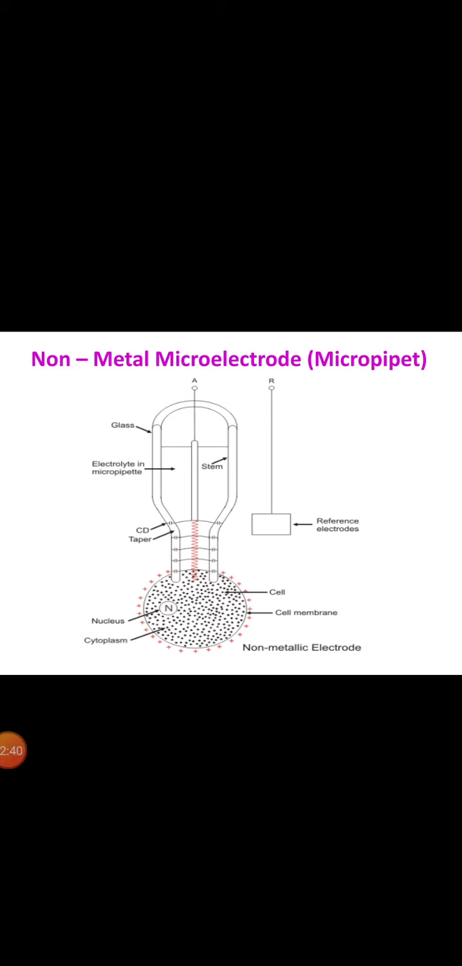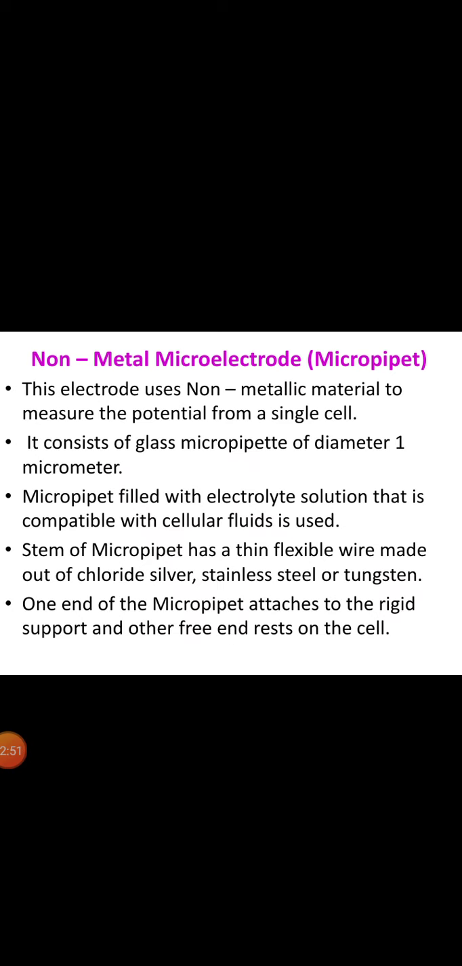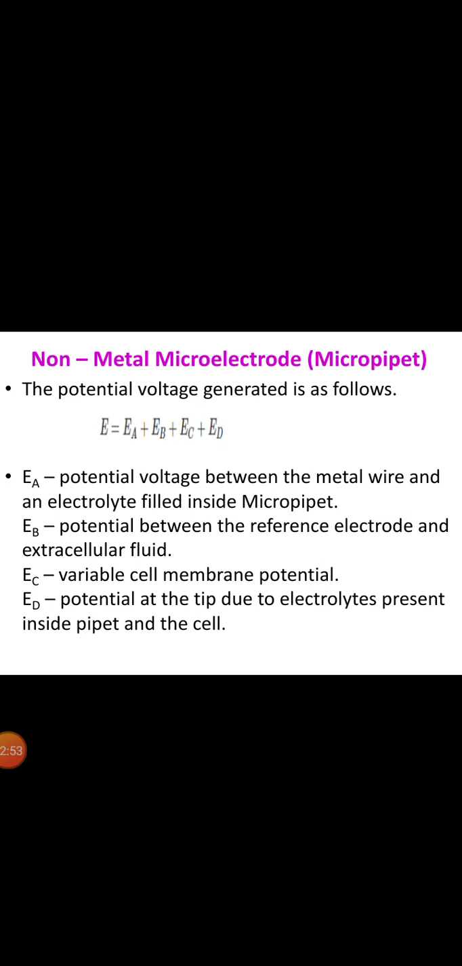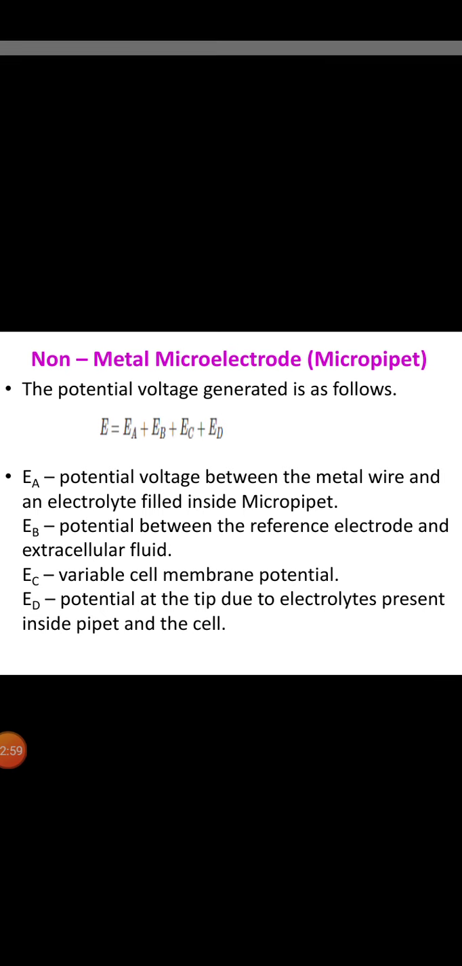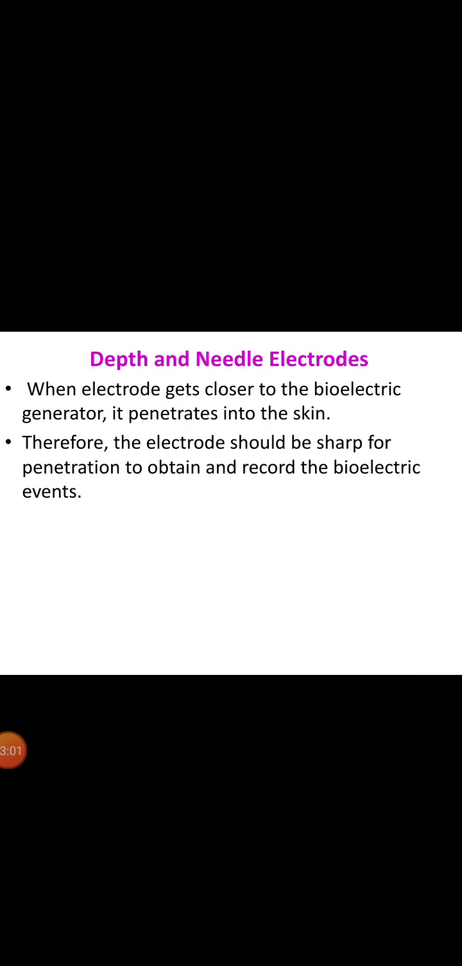In this electrode, a thin film of precious metal is bonded to the outside of the glass microelectrode, and the metal electrode interface is between the metal film and the electrolyte of the cell. Here the potential voltage is given as E equals EA plus EB plus EC plus ED. And next, let us have a look into the needle electrode and depth electrode.